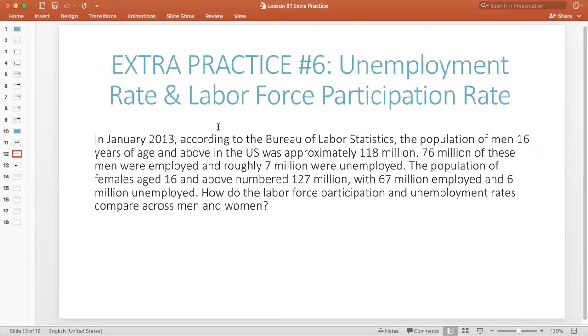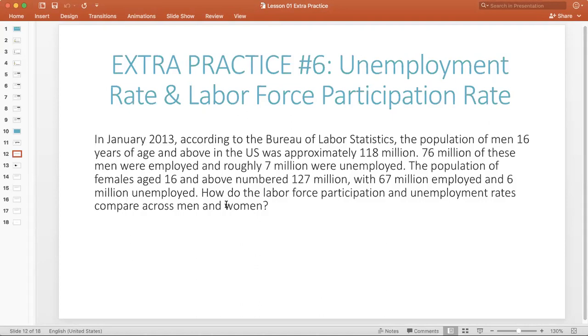So number 6 is about the unemployment rate and the labor force participation rate. We're given one more equation that we didn't use in the previous table. In January 2013, according to the BLS, the population of men 16 years and above in the U.S. was approximately 118 million. 76 million of these men were employed and roughly 7 million were unemployed. The population of females aged 16 and above numbered 127 million, with 67 million employed and 6 million unemployed.